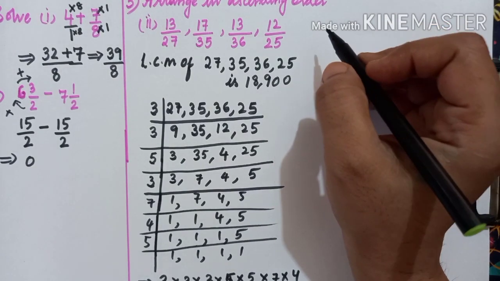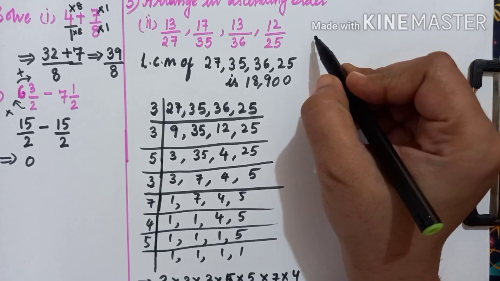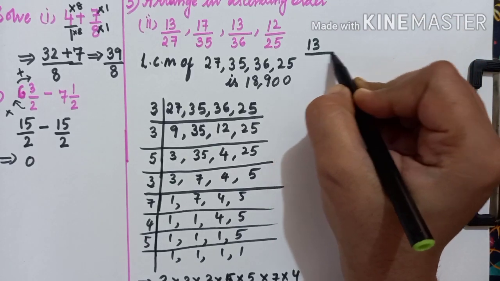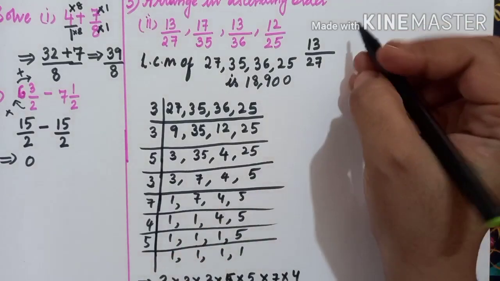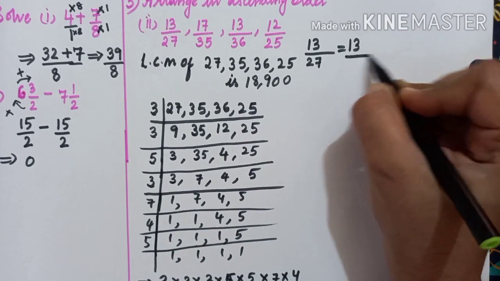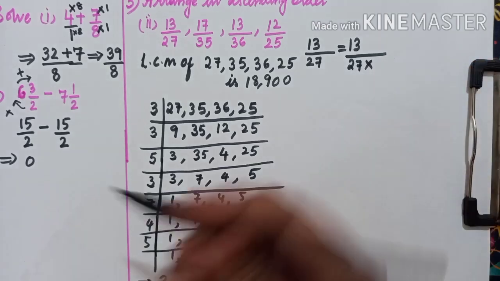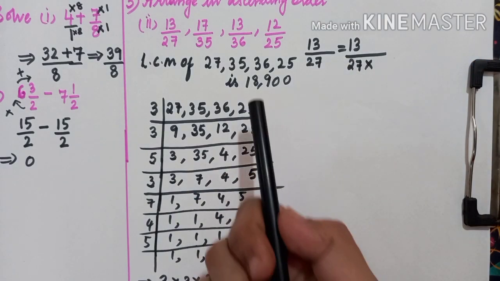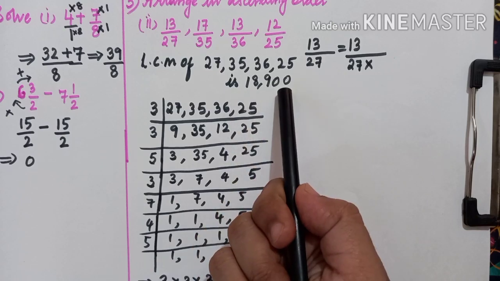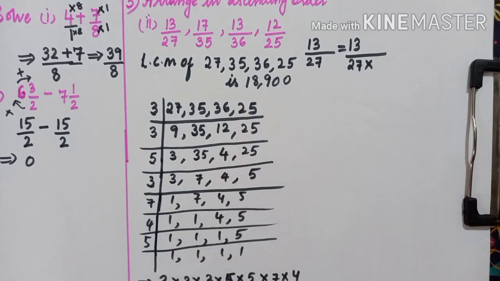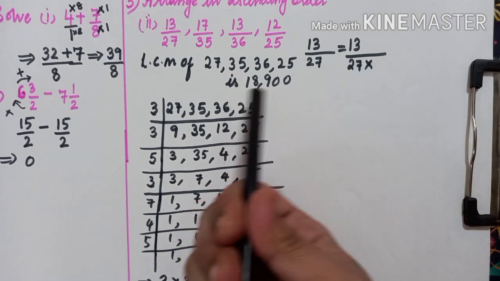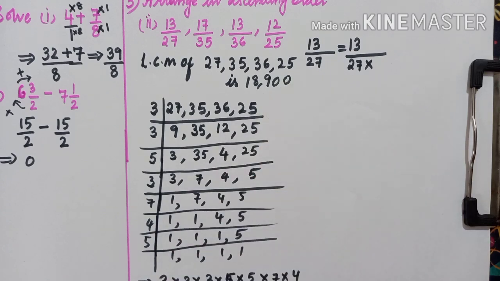First of all we will take one fraction separately. The first is 13 by 27. I'll write it once again, 13 by 27. You need to multiply the denominator 27 in such a way that you get this LCM 18,900. 27 into what will give you 18,900? You have to check. So how will you check? You don't have to check like 27 2s, 27 5s, 27 10s, 27 20s. It's not possible for you to check all the numbers.